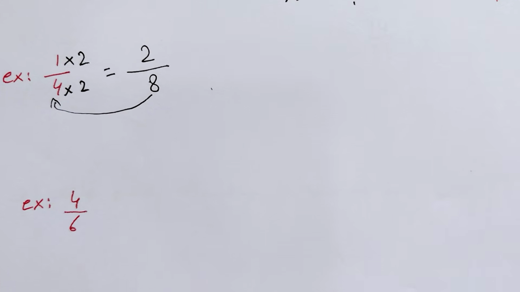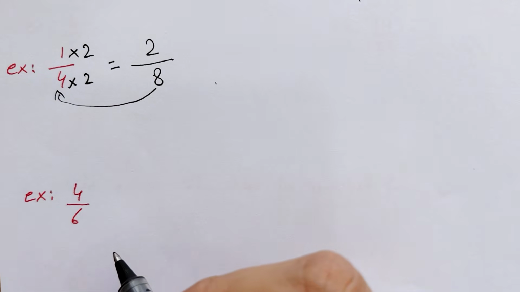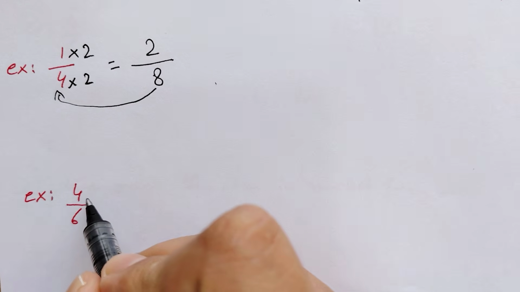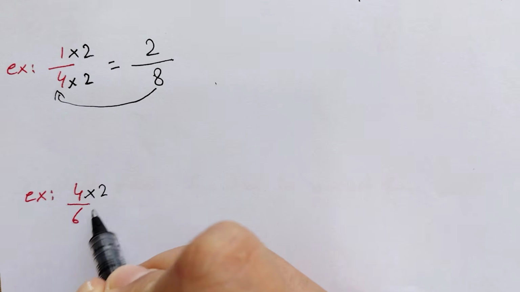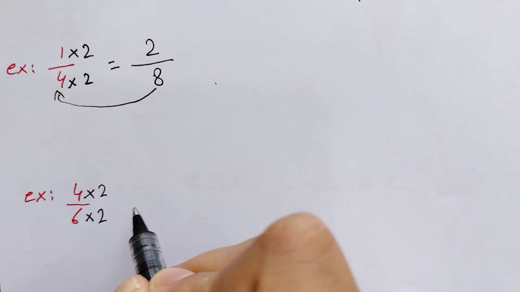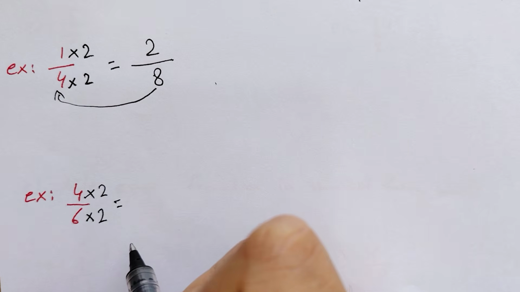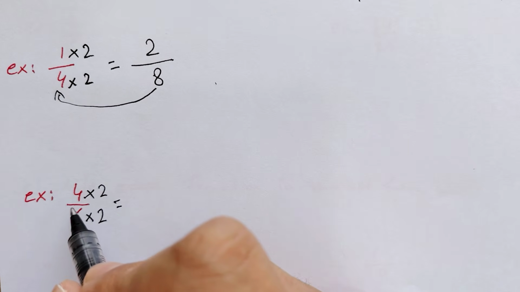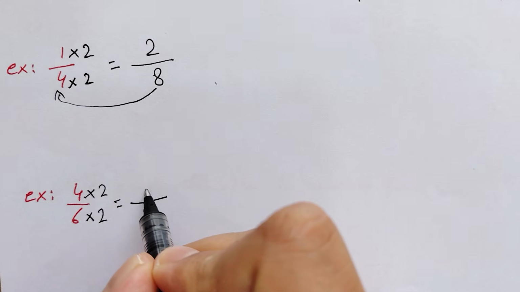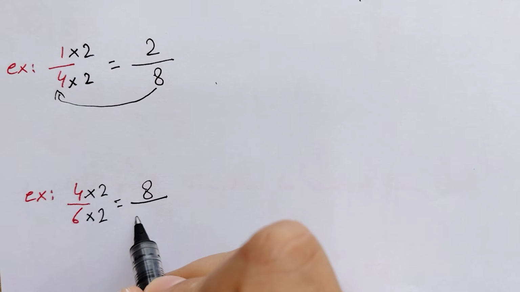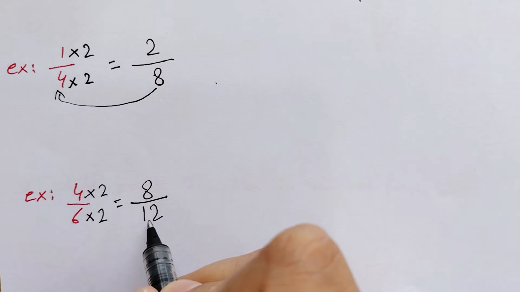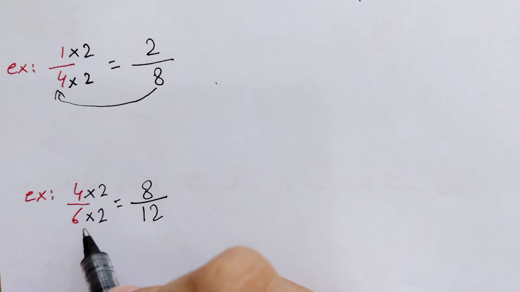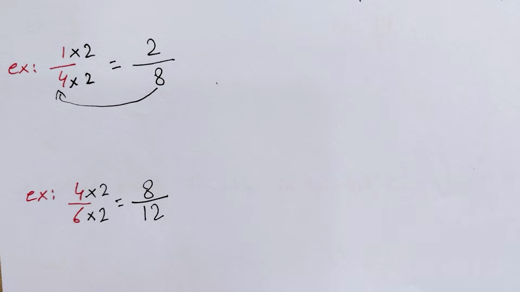Another example. We have 4 over 6. Same thing, we will multiply it by 2, both the numerator and denominator. Don't forget, we don't do it to one of them alone. We should multiply both of them. Now 4 times 2 is 8, and 6 times 2 is 12. So 8 over 12 is another equivalent fraction for 4 over 6.